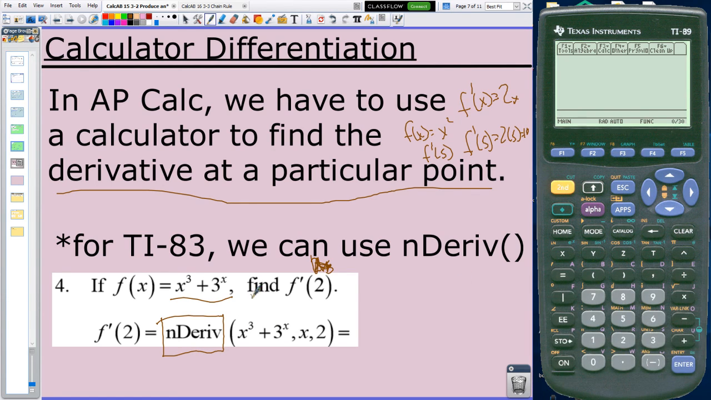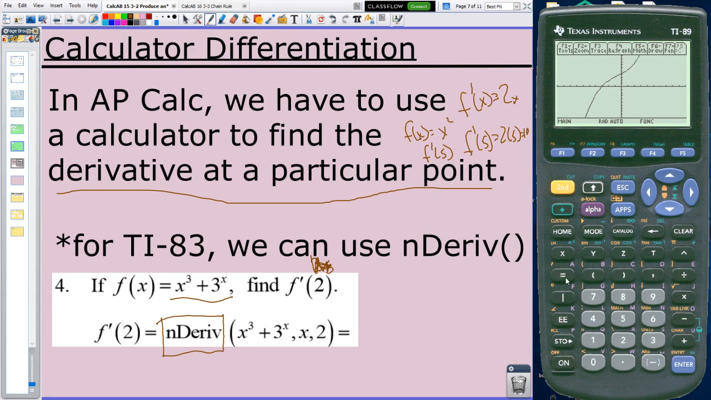So let's say I want to do this example. First, I'm going to type in that function. And I'm going to clear these. I'm going to type in x cubed plus 3 to the x power as a function. I can even look, let's go look at the graph of that. Why not? This will be fun. Sweet, that's what the graph looks like. And I got to find the derivative at 2, so that's like the slope of the tangent line at 2.